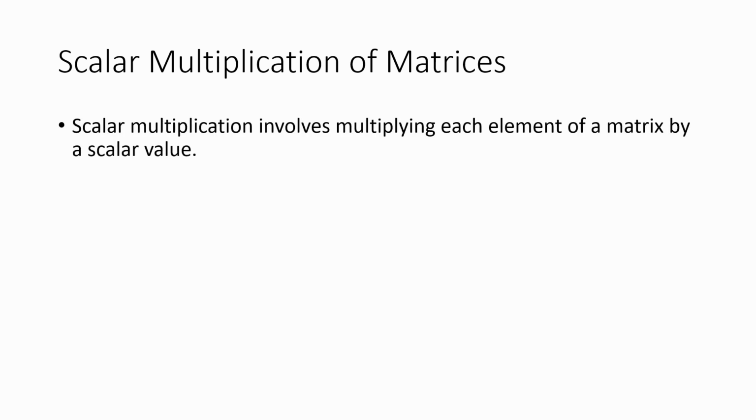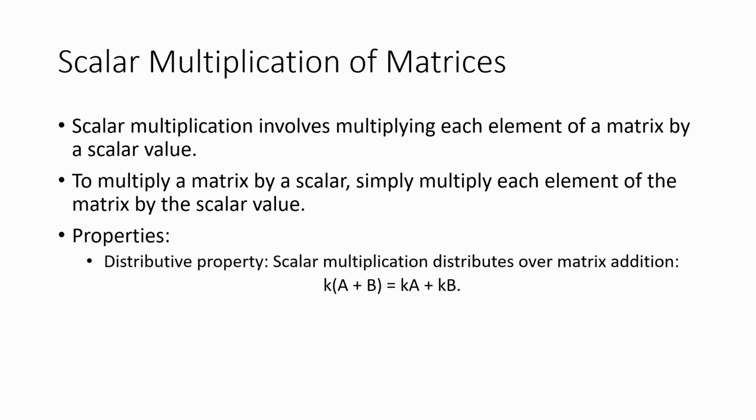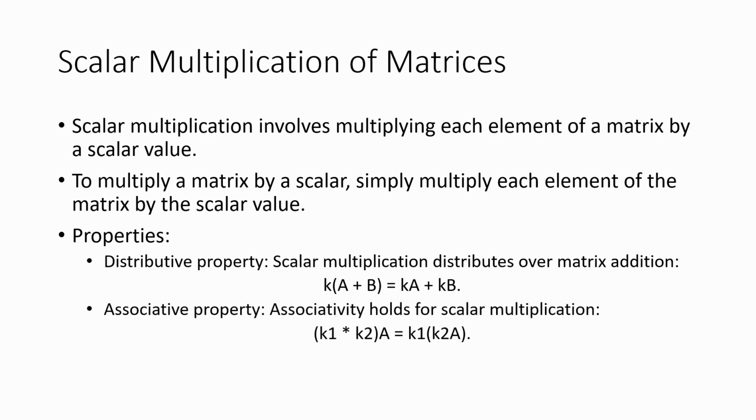Scalar multiplication involves multiplying each element of a matrix by a scalar value. To multiply a matrix by a scalar, you simply multiply each element of the matrix by the scalar value. As for properties, scalar multiplication distributes over matrix addition, as you can see in the equation. And associativity also holds for scalar multiplication, as you can see in the equation.